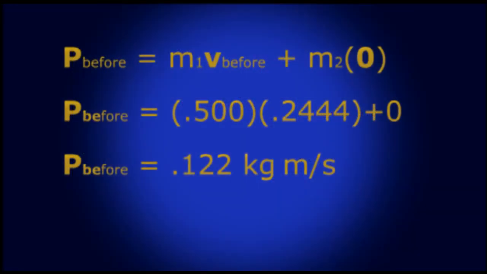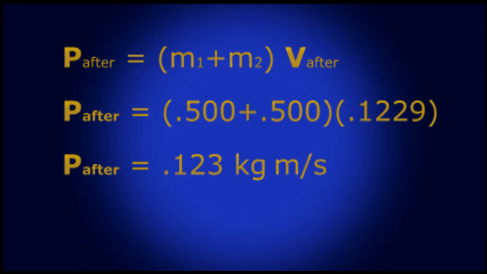Recall that the system's before momentum has only a contribution from cart 1. Its mass of half a kilogram times the before velocity of 0.2444 meters per second yields momentum of 0.122 kilogram meters per second. After the collision, when the two carts stick together, the system momentum is the product of their combined mass and their shared velocity. The combined mass of the two carts is 1 kilogram, and the after velocity of 0.1229 meters per second lead to a momentum of 0.123 kilogram meters per second.